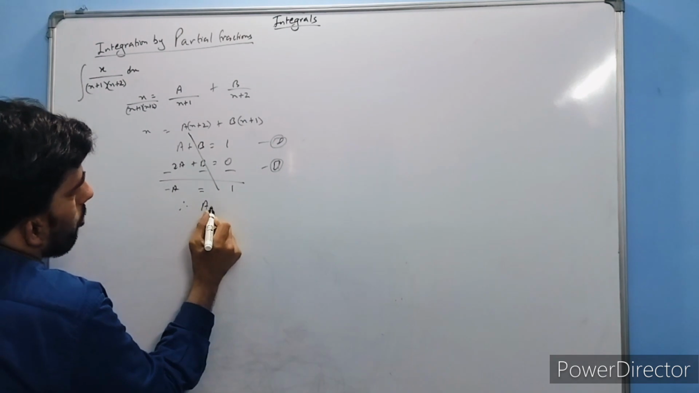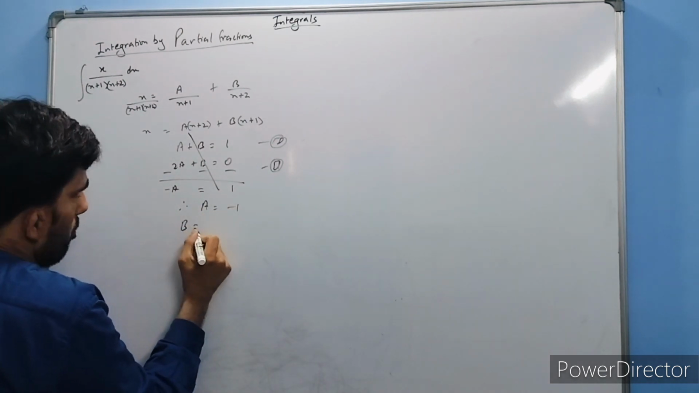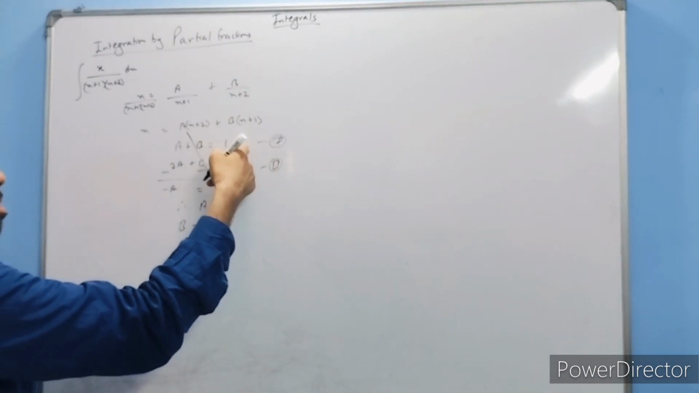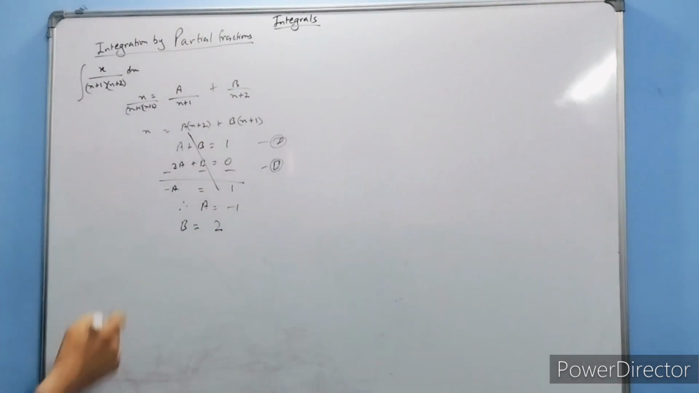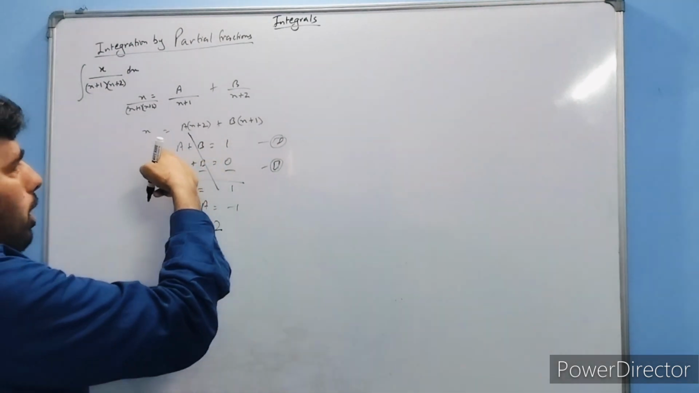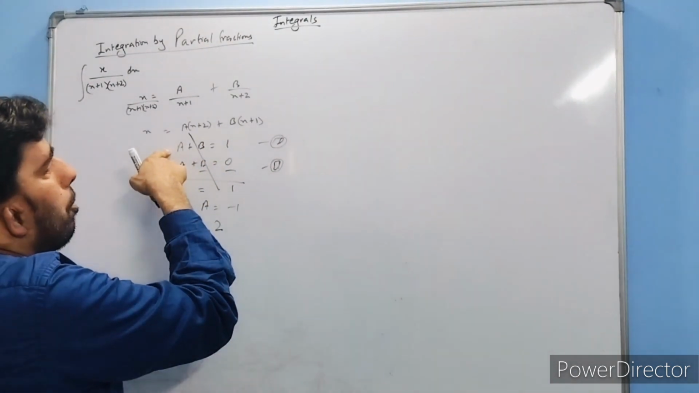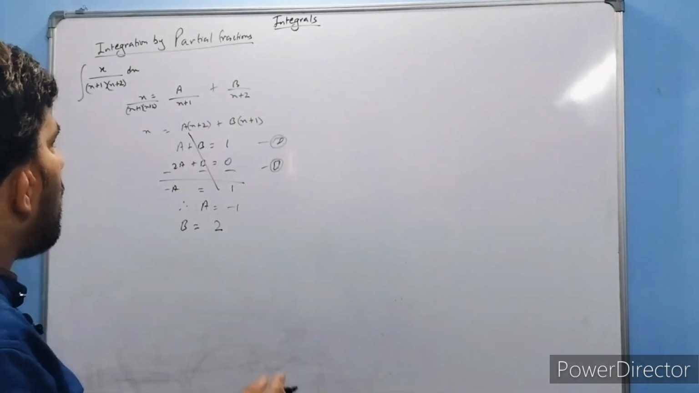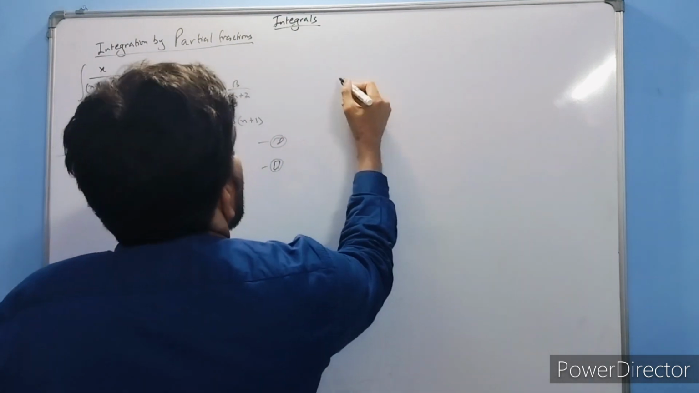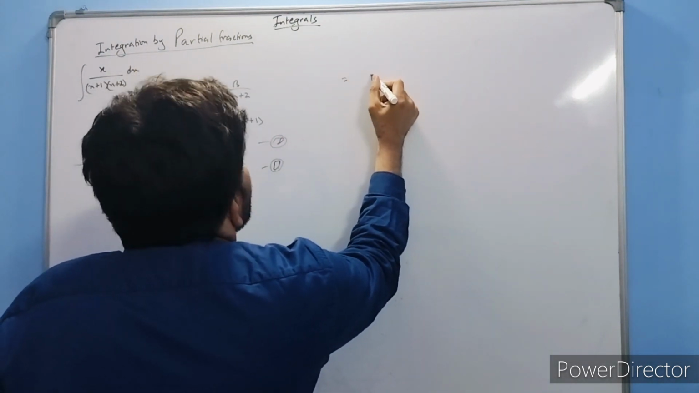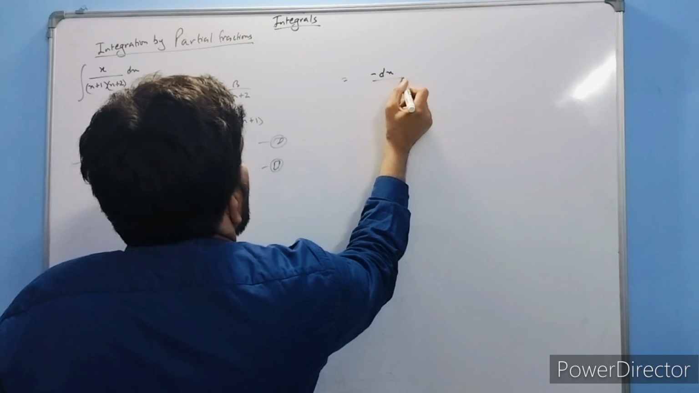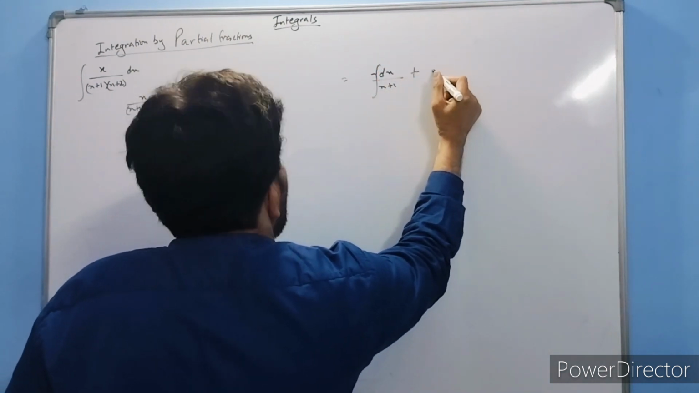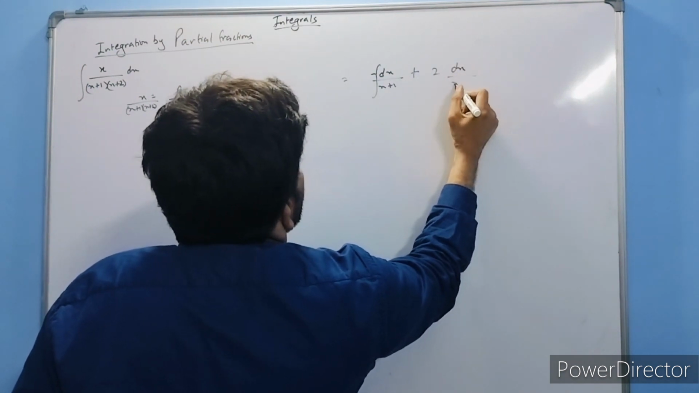So I got A is equal to minus 1, and if I put this value here, B is equal to 2, because minus 1 on the left side becomes plus 1 on the right hand side, so 1 plus 1 is 2. So A is minus 1 and B is 2. So we'll have minus 1 upon x plus 1 plus 2 upon x plus 2.